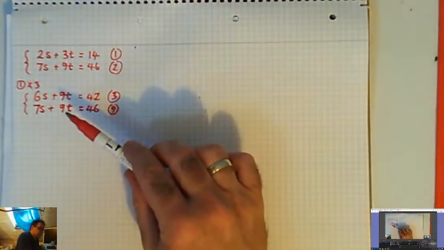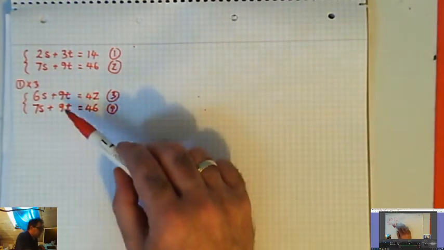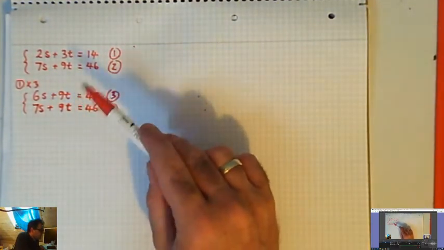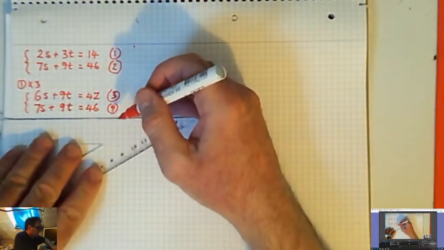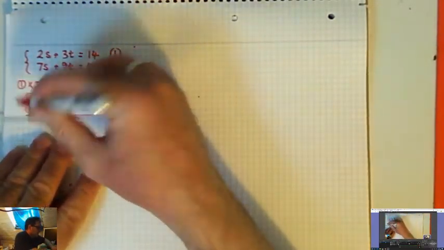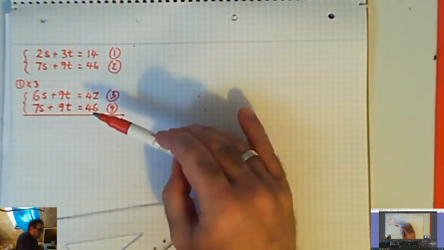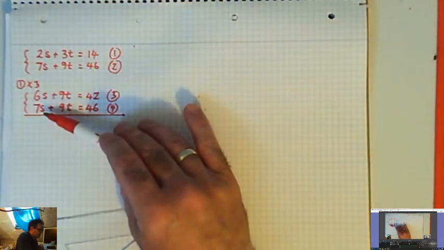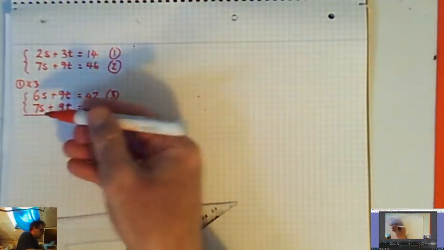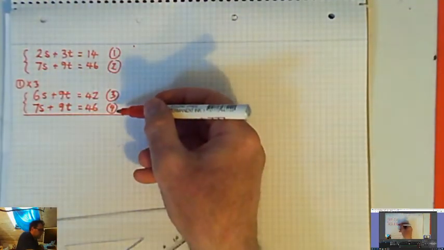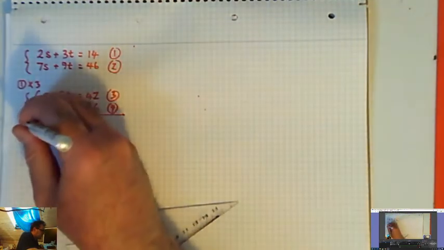And because of what I did, I've got the same amount of t in both. I've got 9t in both of them. So what I can do is subtract whole equations from one another to eliminate that t. So I've noticed I've got 7s on the bottom and 6s on the top. So I'm going to do the bottom minus the top. So that's going to be equation 4 minus equation 3.